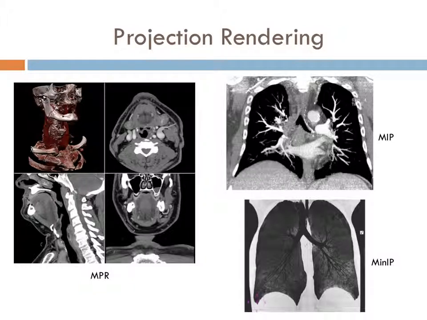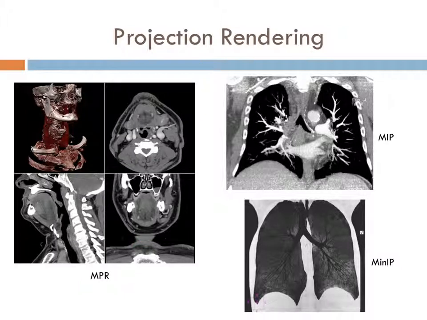So I just wanted to give you a few examples of an MPR, a MIP, and a MINIP. The picture on the left is an example of 3D rendering in multiplanar reconstruction. So you can see 3D right here. This is your axial or your transverse image. Bottom left is a picture of a sagittal image cut from the transverse image. And then also you have the coronal images as well.